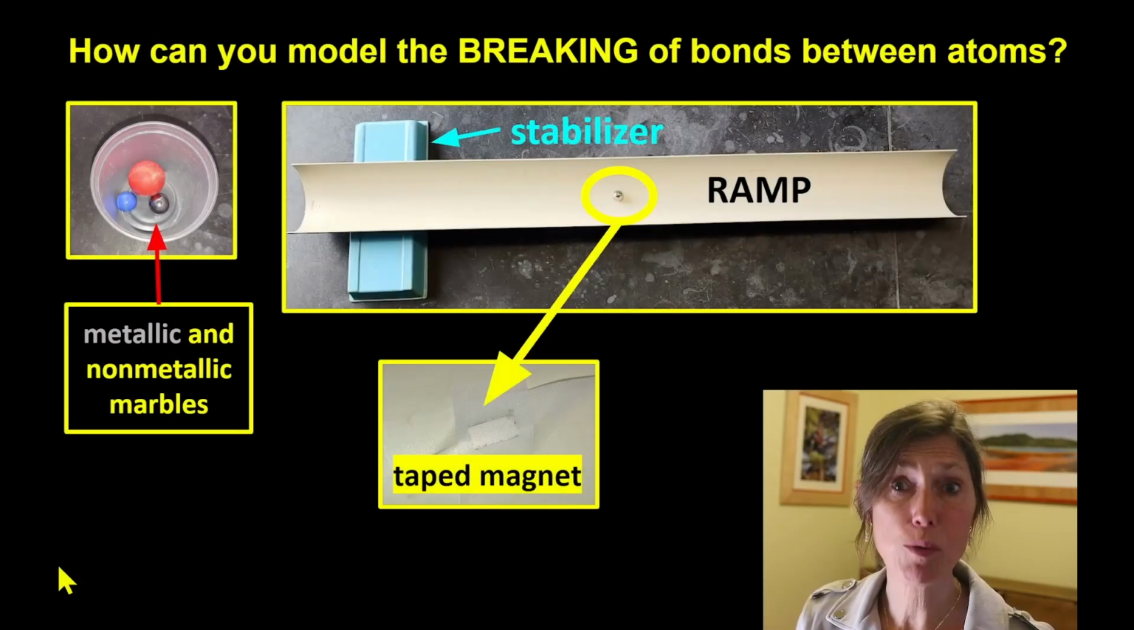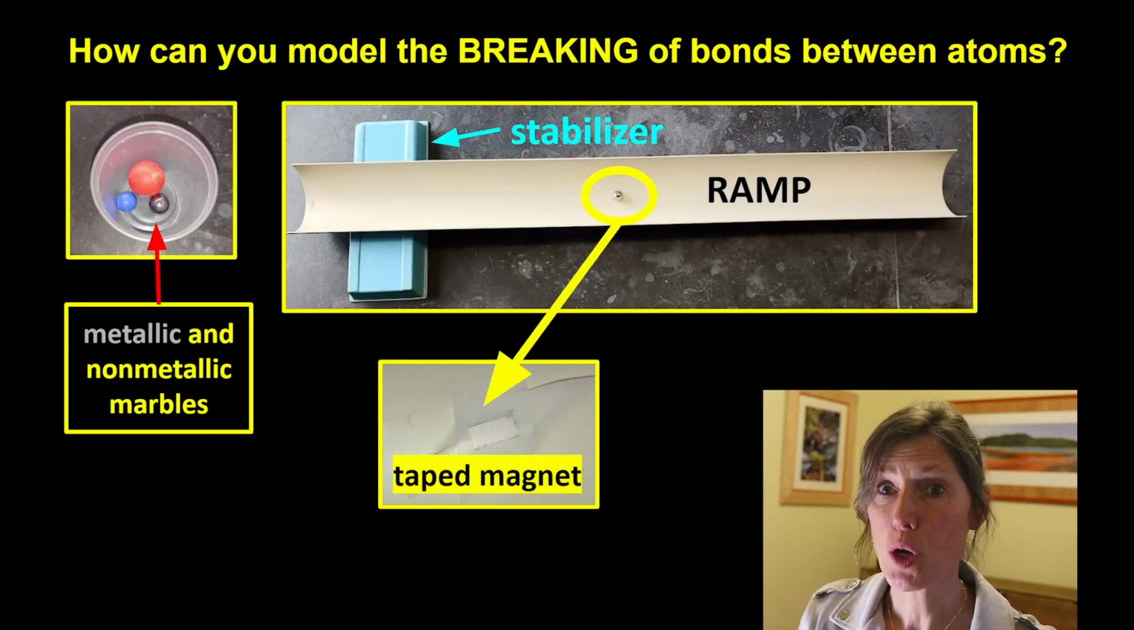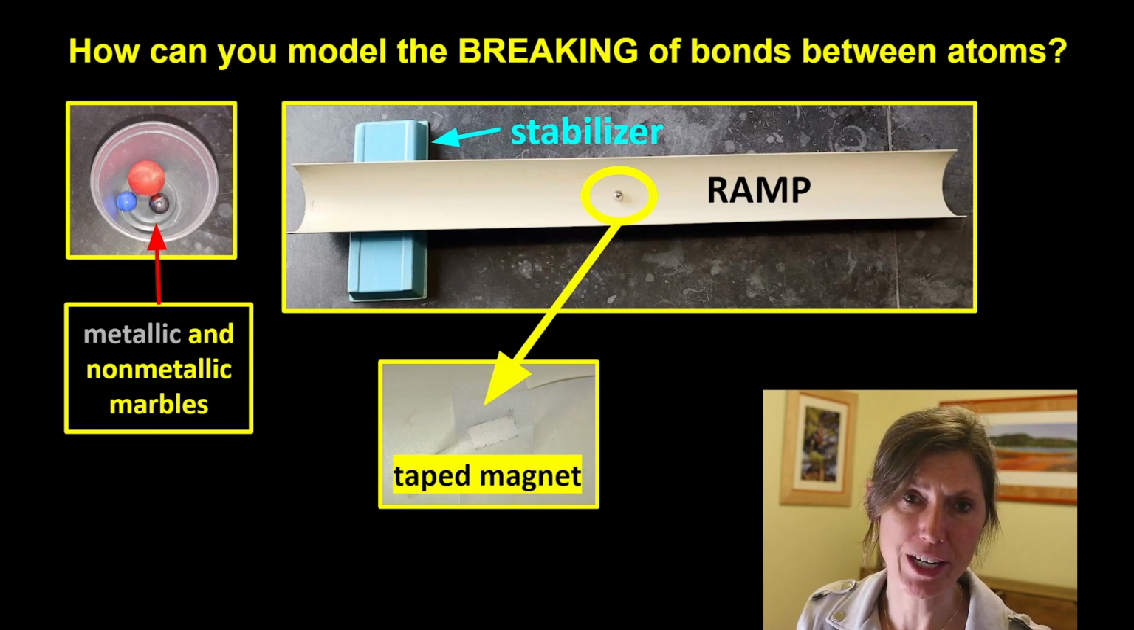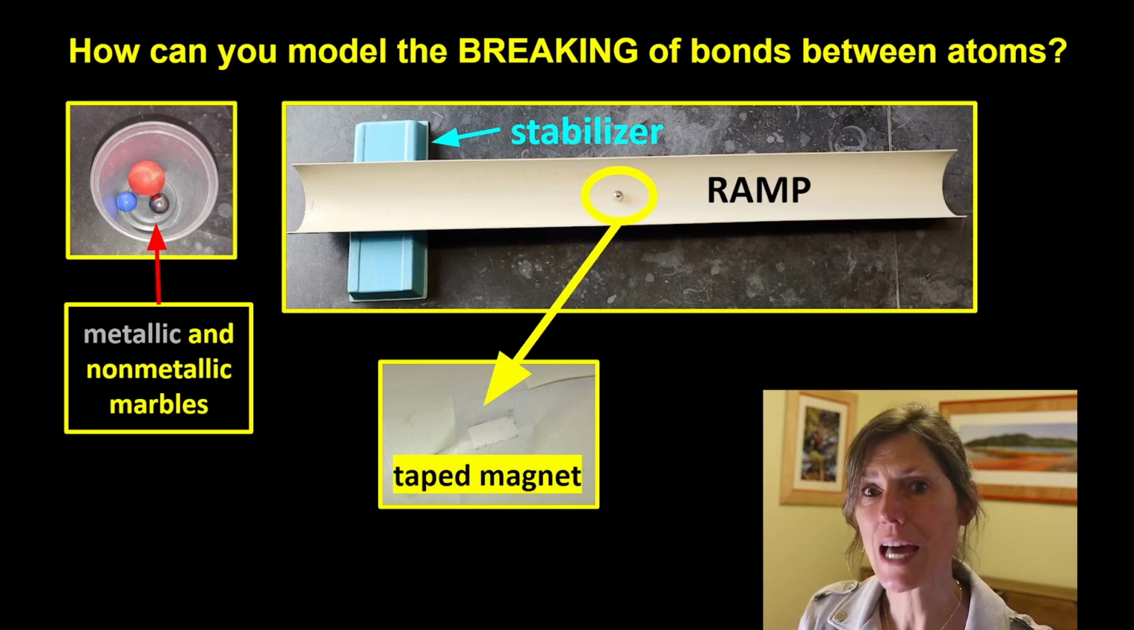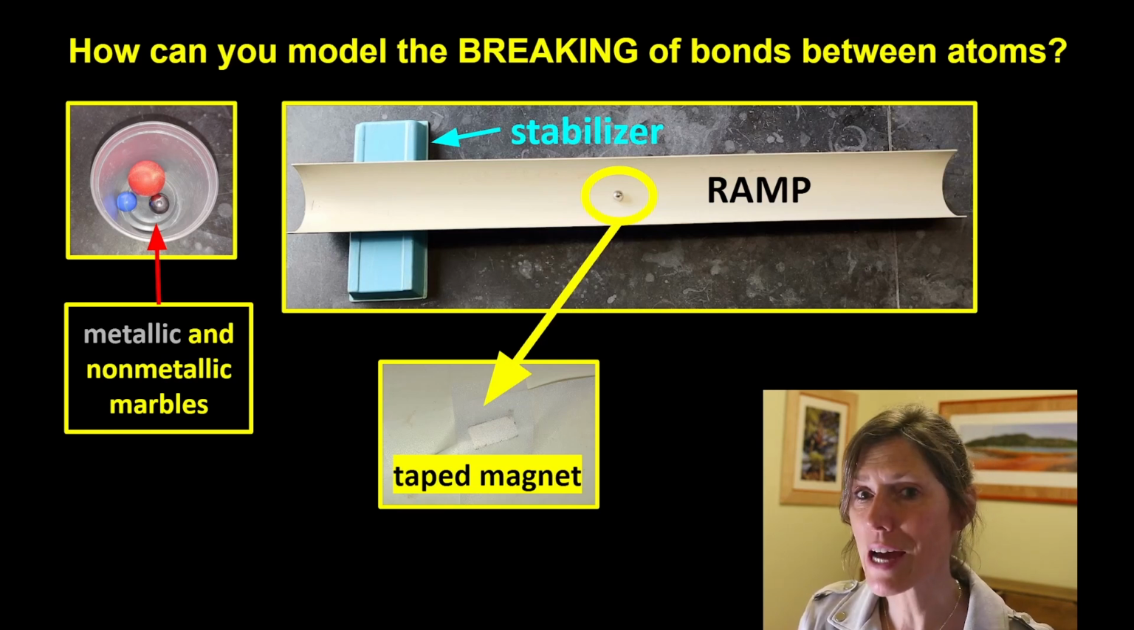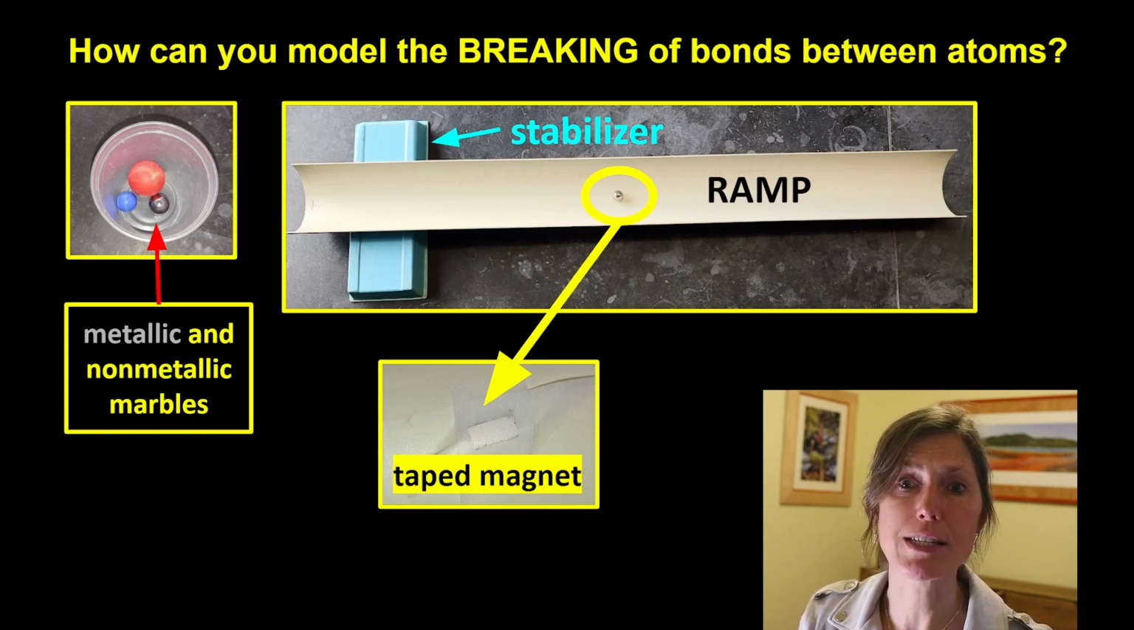It includes a ramp with a stabilizer, which I borrowed from my earth science colleague, who instead uses it to model water drainage and glacier movement. The metallic and non-metallic marbles, including a larger squeegee ball, represent the actual atoms or substances in the reaction. A neodymium magnet, which I taped underneath the ramp, serves as the bond maker with the metallic marble.